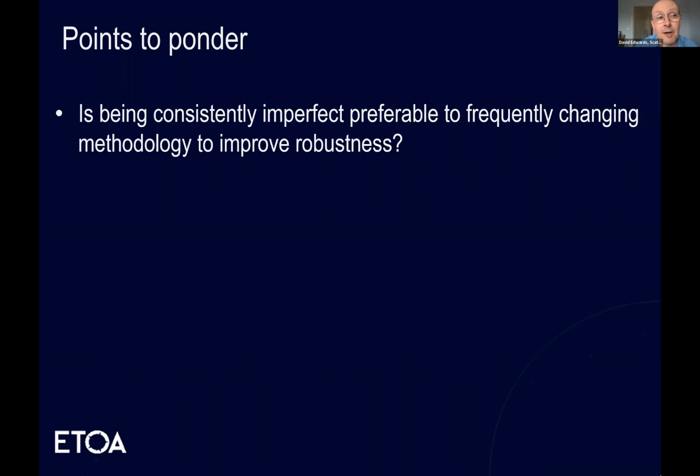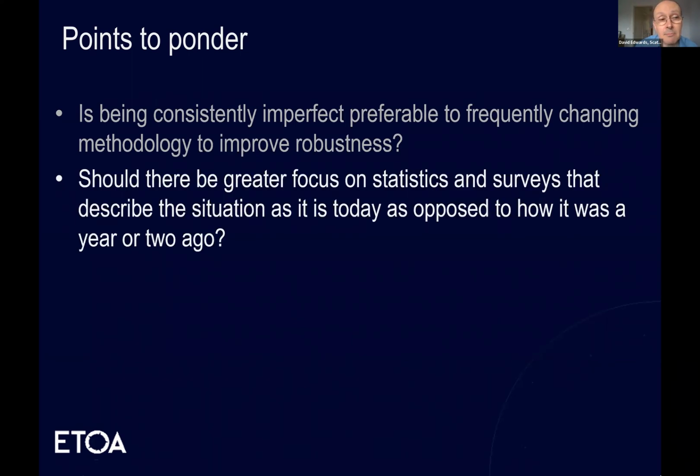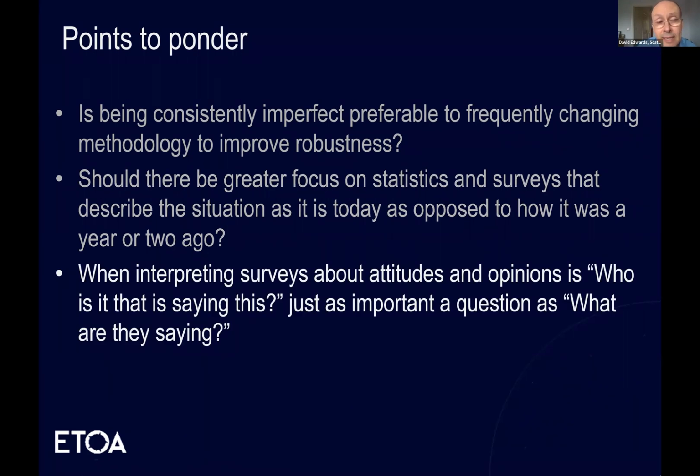So some points to ponder for our little discussion. First one: is being consistently imperfect preferable to frequently changing methodology to improve robustness? Now, a second point to ponder: should there be greater focus on statistics and surveys that describe the situation as it is today, as opposed to how it was a year or two ago? And last but certainly not least: when interpreting surveys about attitudes and opinions, is who is saying this just as important a question as what are they saying? So Rachel, some things for us to chat about there.